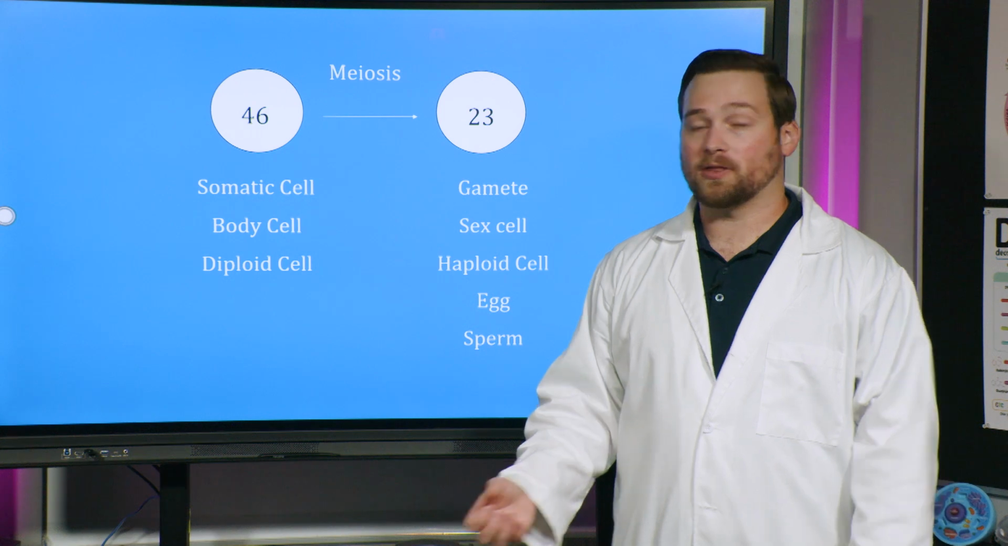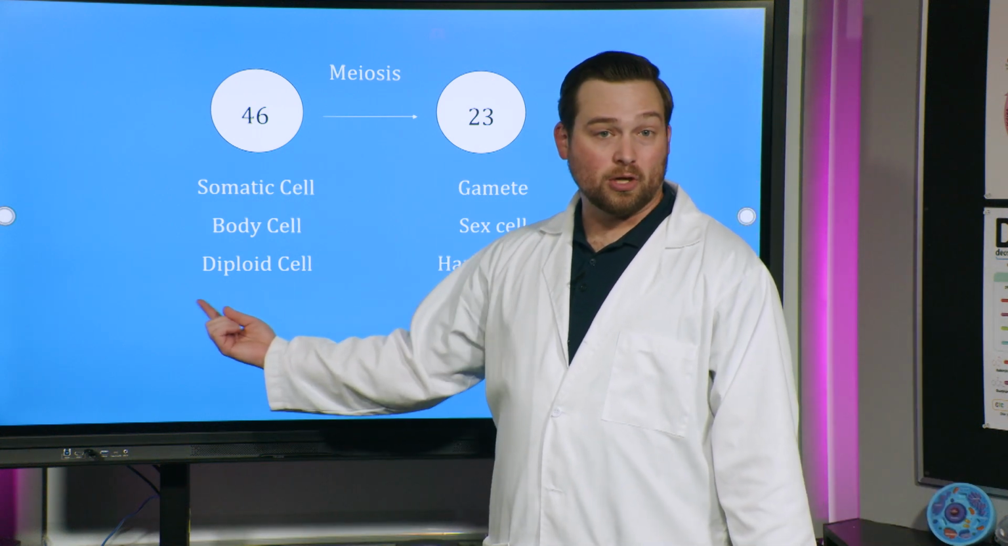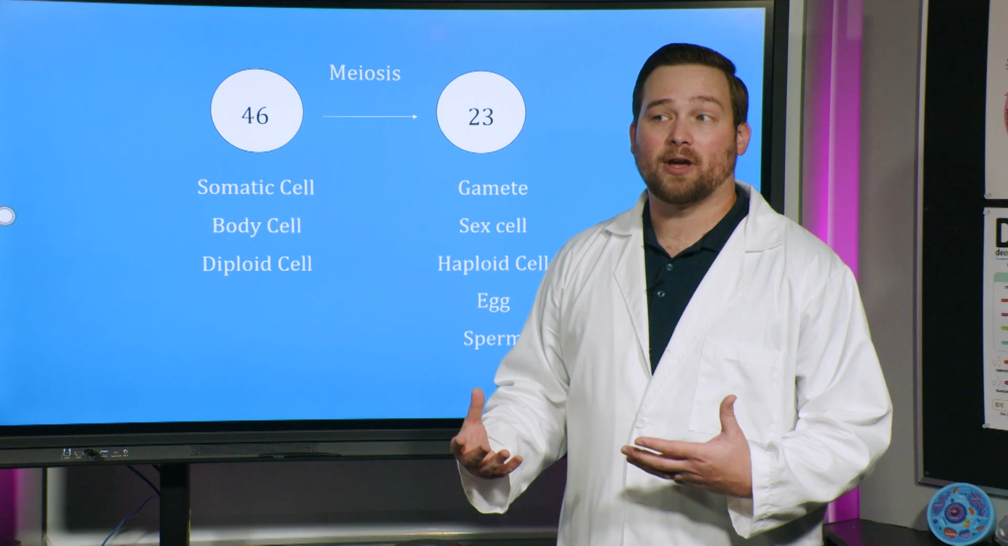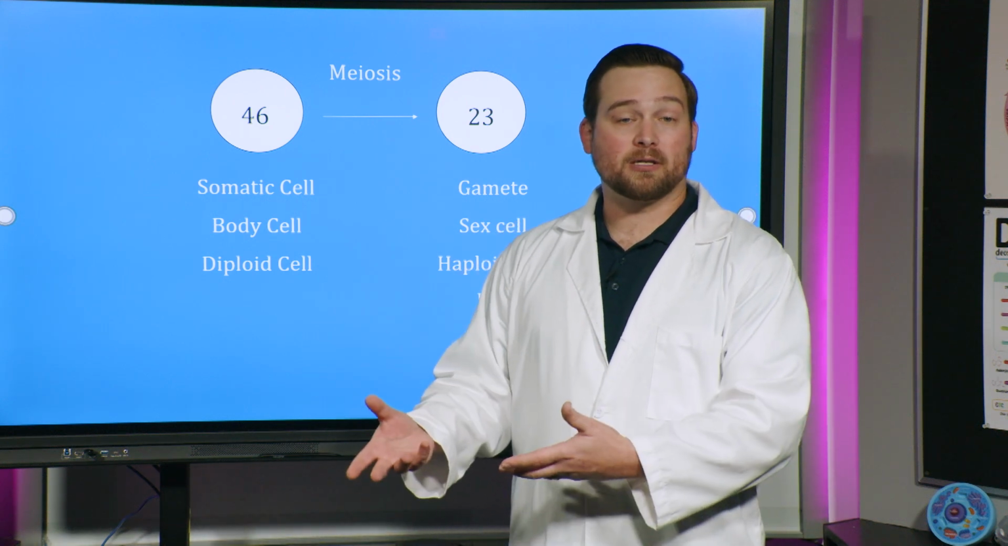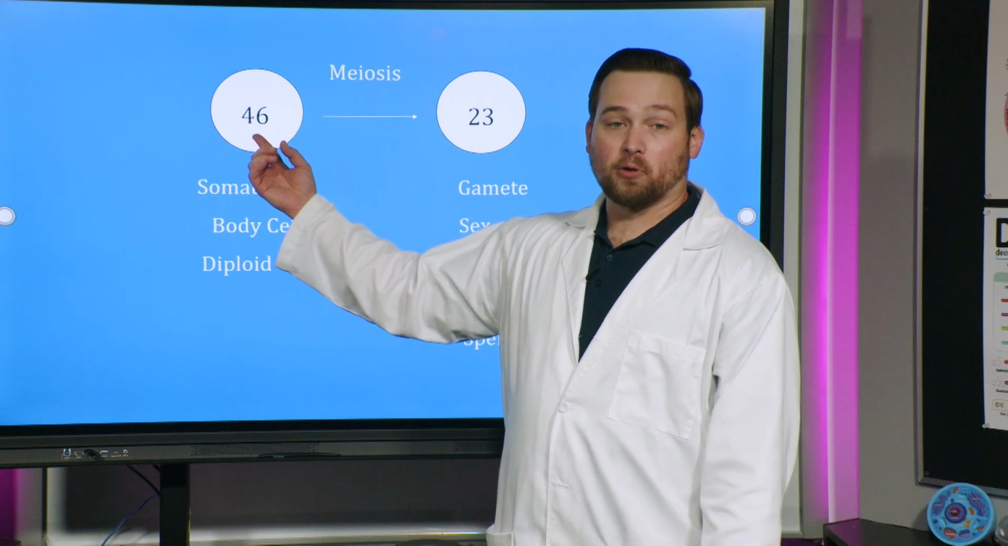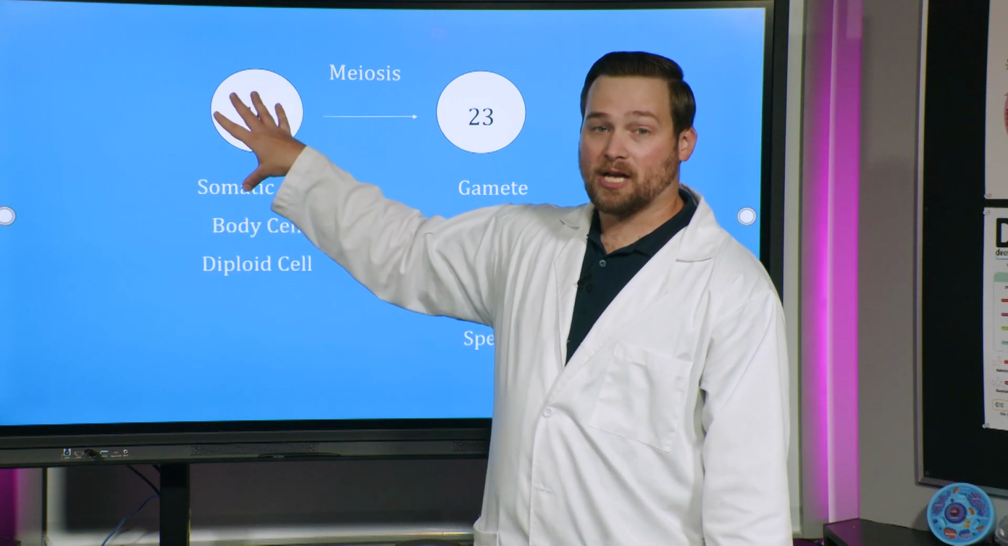Okay, another word for this is diploid. This prefix di means two, and so what's happening here is that there are 23 pairs of chromosomes, and because they're paired, we have 46 total. So these are words that we would use to describe this type of cell.